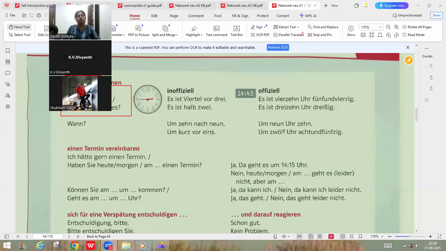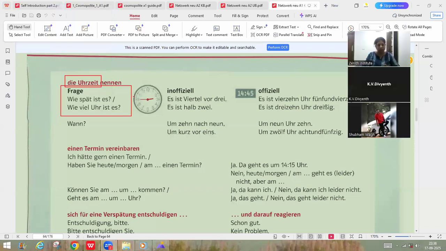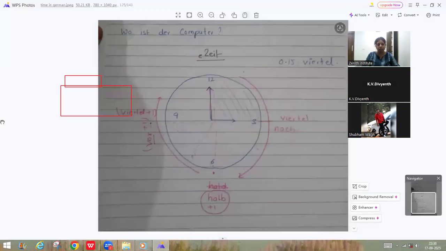Okay. So the time we ask question, the topic we are learning is the Uhrzeit. That means time. The questions we can ask is wie spät ist es, or we can ask wie viel Uhr ist es. These are the two ways to ask time. What is the time now? Now let us understand how we understand the time. How can we inform about the time?